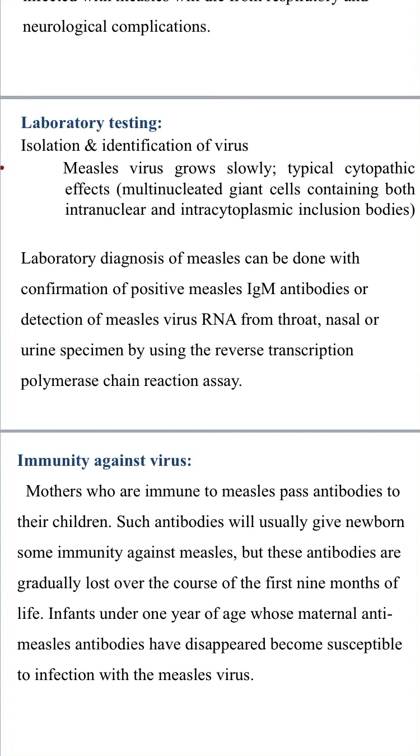Immunity against this virus. Mothers who are immune to measles pass antibodies to their children. Such antibodies will usually give the newborn some immunity against measles, but these antibodies are gradually lost over the course of the first 9 months of life. So infants under 1 year of age whose maternal anti-measles antibodies have disappeared become susceptible to infection with the measles virus.